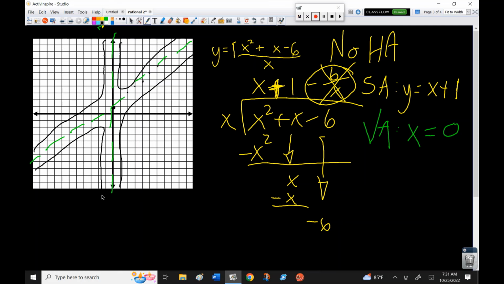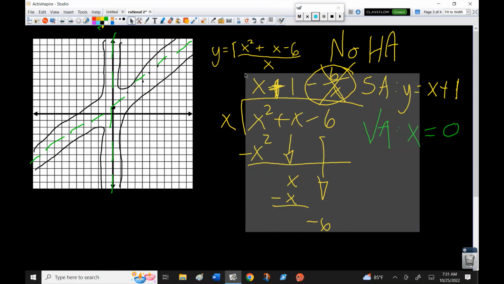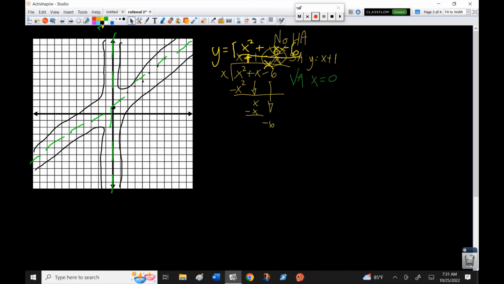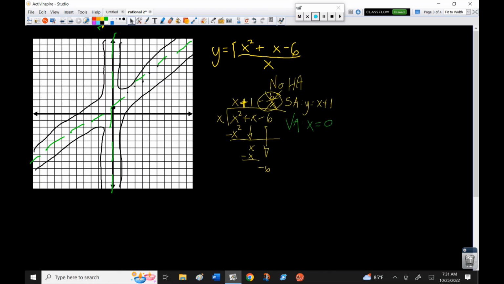So what I have to do is plot a point. Let me shrink this part here so I can have some more room to draw. Now let's plug in some nice x values. Our vertical asymptote is 0, so I'm going to pick a point to the left of 0 and to the right of 0. I'm going to pick x equals -1, and I'm going to plug it into this formula here.